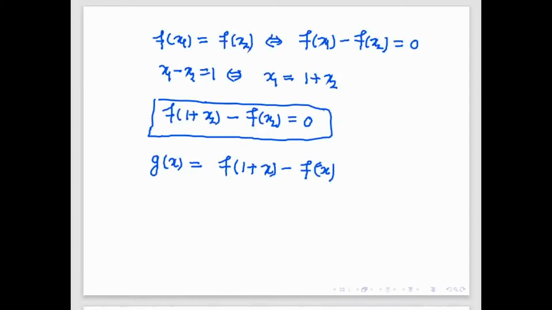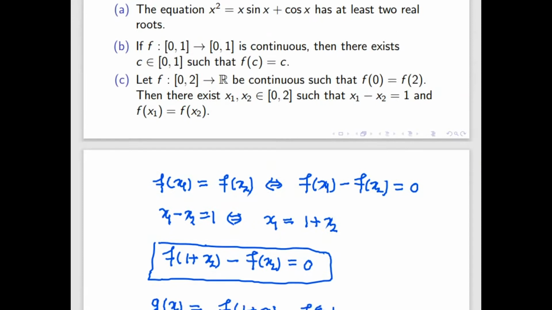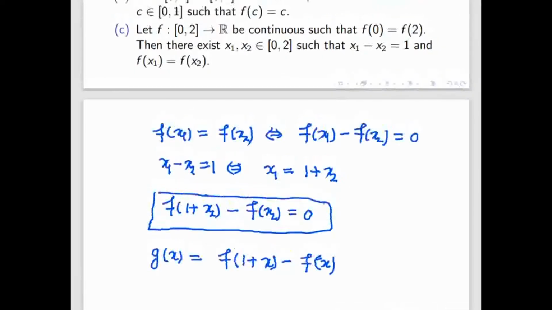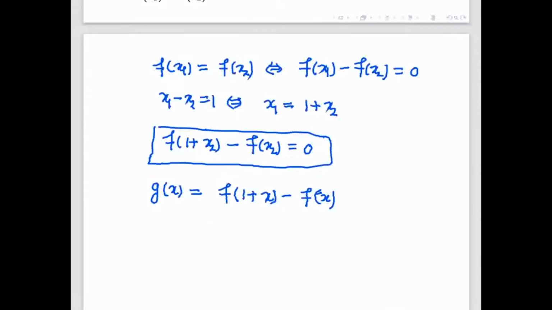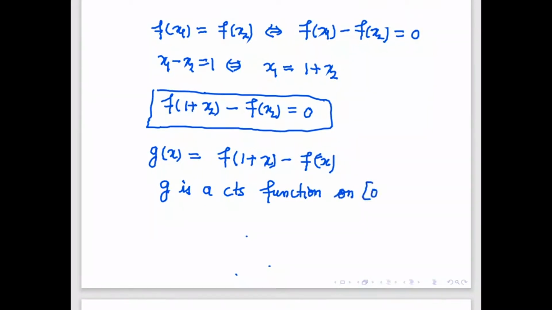So what is the domain of g? Can anyone tell what is the domain of g? The domain of f is from 0 to 2 and this is a continuous function. So what will be the domain of function g? 0 to 1. Yeah, it is 0 to 1. So g is a continuous function because f is continuous. So g is a continuous function on this interval 0 to 1.